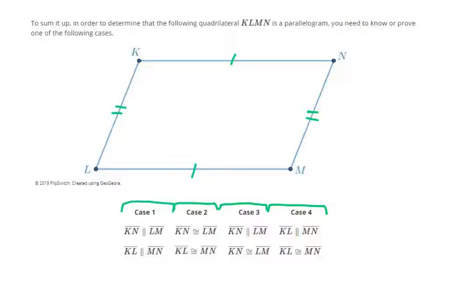So notice that case one talked about parallel, case two talked about congruent, and case three and case four are combinations of those. So case three says if KN is parallel to this one, and they're also congruent, so I'm going to put this mark on there, then that means it's a parallelogram. Lastly, if KL is parallel to MN and KL is also congruent to MN, then it's a parallelogram. So that's what the first lesson is talking about.